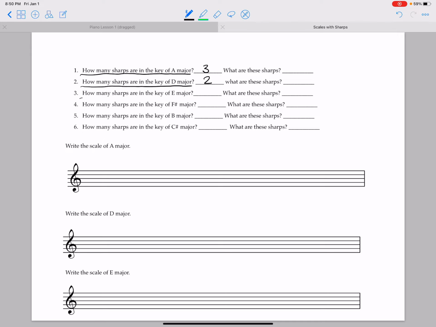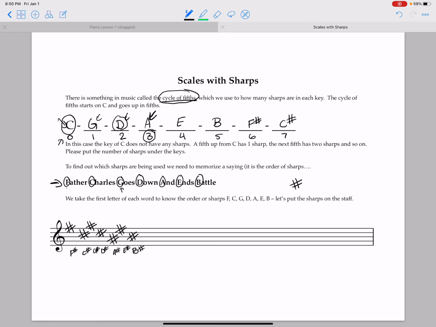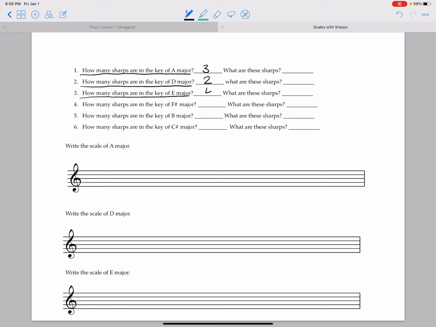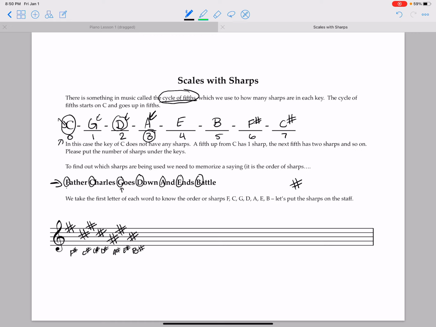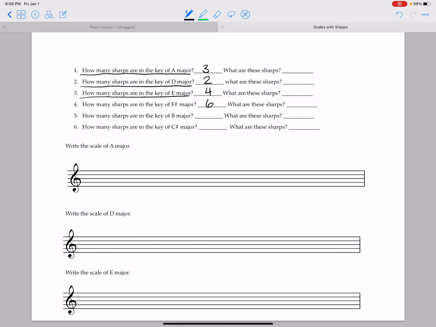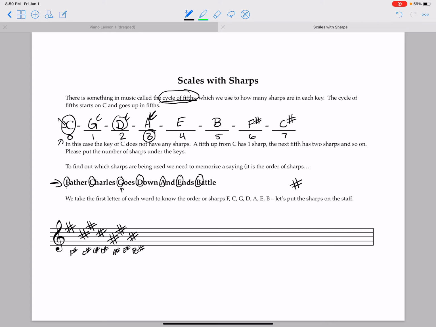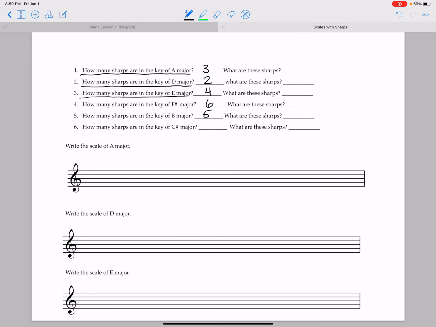Our next one, how many sharps are in the key of E major? We go back here to E, and we find that there are 4 sharps. So we write a 4 there. How many sharps in the key of F sharp major? We look back and we find out that there are 6. So we can write 6 in. How many sharps are in the key of B major? When we look back, we see a 5. So we can put 5 in there. And how many sharps are in the key of C sharp major? And we see that that is 7.